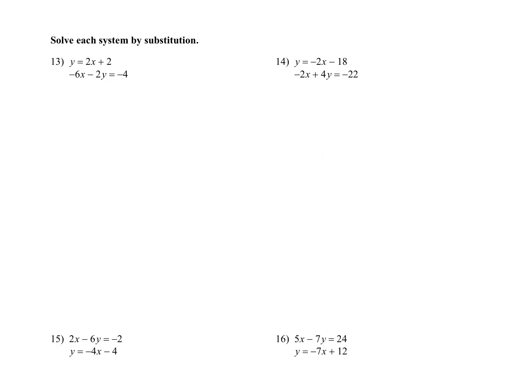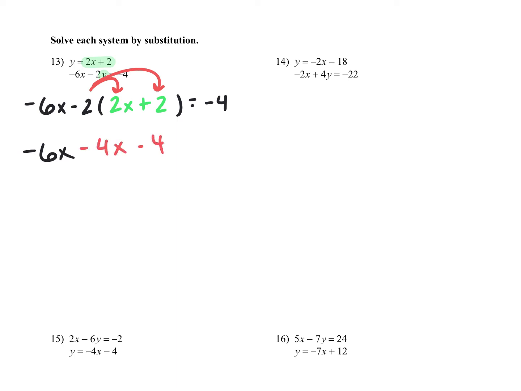The other kind of substitution problem we had is where I would take what y equals and I would plug it into the other equation for y. So I'm going to write out -6x minus 2y equals -4. And I'm going to go ahead and plug in my 2x plus 2. I will distribute that -2 to each number. Everything else will stay the same, but when I distribute it, I have -4x minus 4, make sure to watch your signs, equals -4. Then I can go ahead and combine like terms.